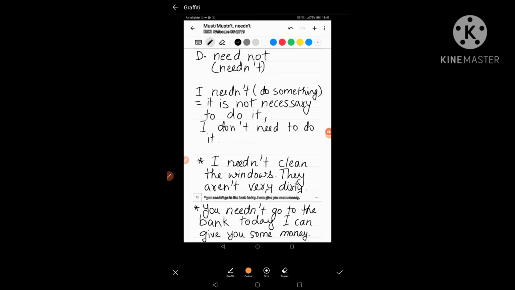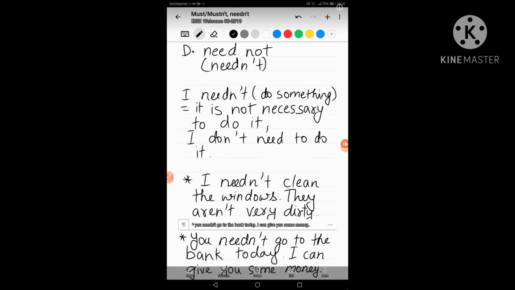And instead of needn't, we could say I don't need also. I don't need to do it. Or I needn't do it. For example, I needn't clean the windows. They aren't very dirty. You needn't go to the bank today. I can give you some money.